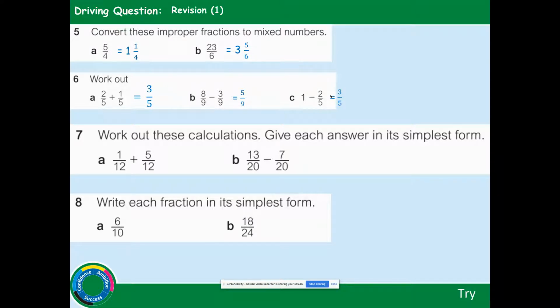Work out these calculations. Give your answer in its simplest form. So we've got to look to see whether we can simplify on these. So 1/12 add 5/12 is 6/12. These are both even numbers, so I could halve them, divide by 2, which will give me 3/6. And then I could think actually 3 and 6 are in the 3 times table, so I could divide by 3.